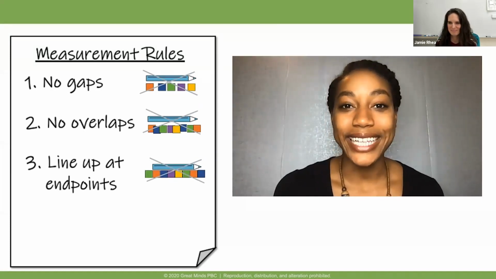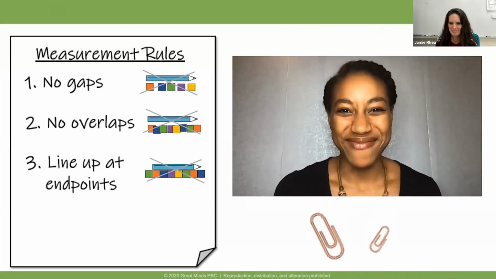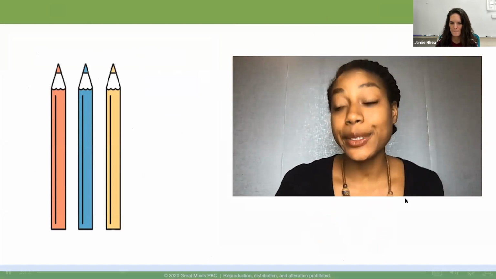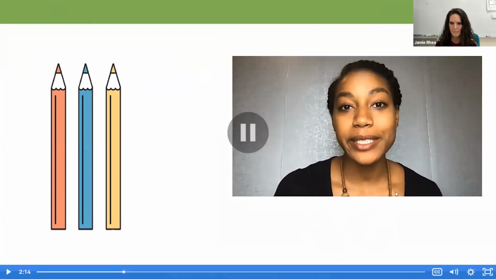Let's remember those today as we use these paper clips to measure. We're going to begin today's lesson by measuring these pencils with the paper clips. Now, again, if you have these objects at home, if you have 3 color pencils or 3 pencils, period, you can do just like Miss Caitlin does in the video. If you don't, it's okay. Just follow along with Miss Caitlin and I in the video, okay?